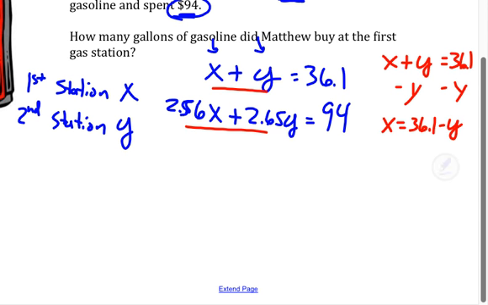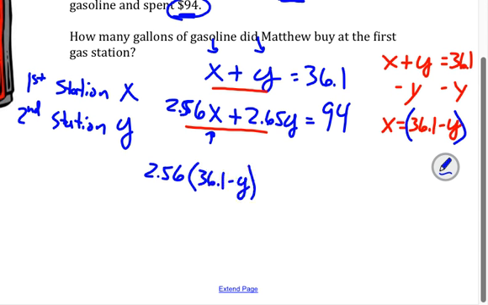Well, I could have solved for y or x. I solved for x though. So now I can take this and substitute it in the other equation for this x variable right here. So I'm going to have 2.56x, but x is now equal to 36.1 minus y, plus 2.65y equals 94.